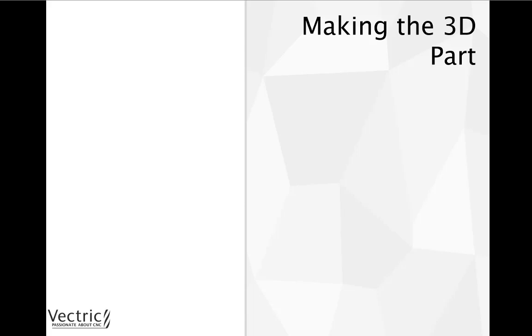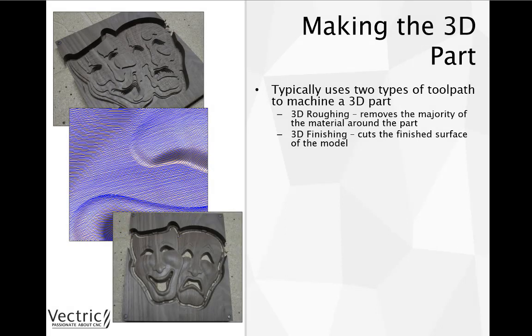Now the most common approach to machining 3D parts is by using two different toolpaths. We're looking at the 3D roughing and the 3D finishing toolpaths. Now the 3D roughing toolpath removes the majority of the material around the part using a larger tool. Keeps it slightly away from the finished object to make sure that we've got some material left for the second type of toolpath, which is the 3D finishing toolpath, and this is what cuts the finished surface of the model using a smaller tool with a smaller step over. And so that step over is the distance between each pass that the tool makes.